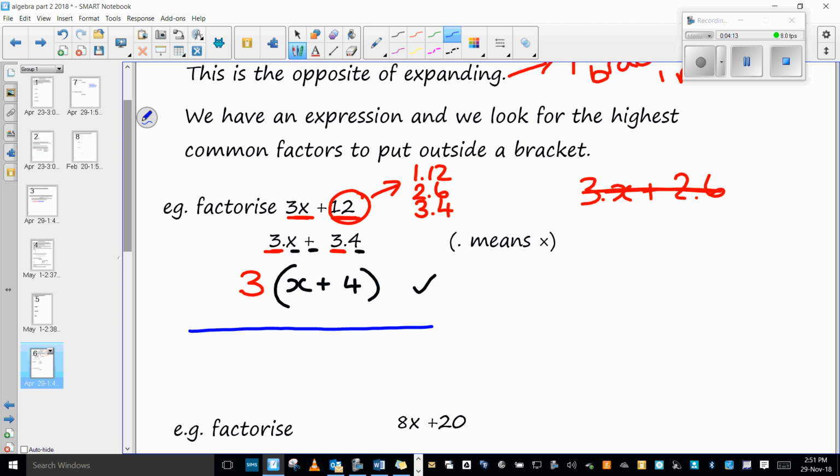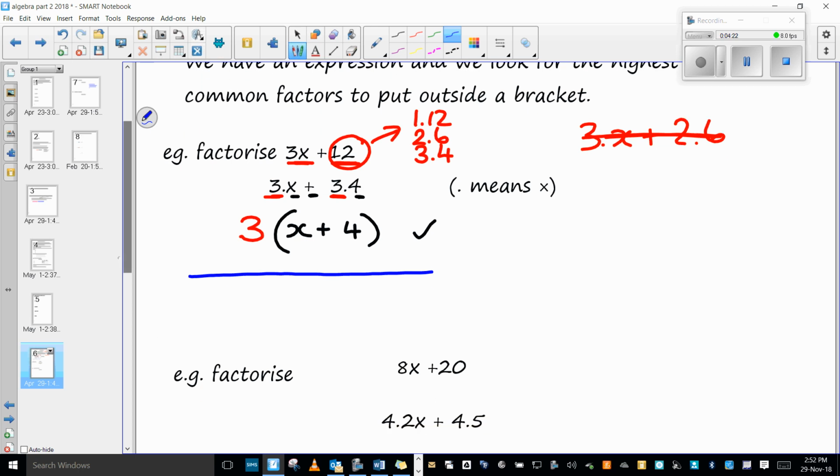Okay? So, now, my blue line indicates I've finished, but what I can do now is check to see if I've done it right. We know that the opposite process is expanding. So if I were to expand or get rid of my bracket, both of these two things inside the bracket have to be multiplied by the thing in front. So I would do 3 multiplied by x, so that would be 3x, and 3 multiplied by 4 is 12. That's what we started off with, so you know that's right.